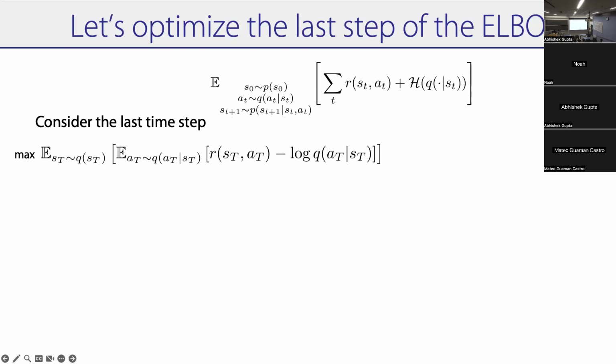The last time step doesn't have any dependence on the past. States are sampled from some Q of s_T. Your actions are sampled from your policy. You have your terminal reward, r of s_T, a_T, minus log Q, which is just your entropy. And so you want to find the best Q of a_T given s_T at the last time step. So you're trying to find the best Q of a_T given s_T, right?